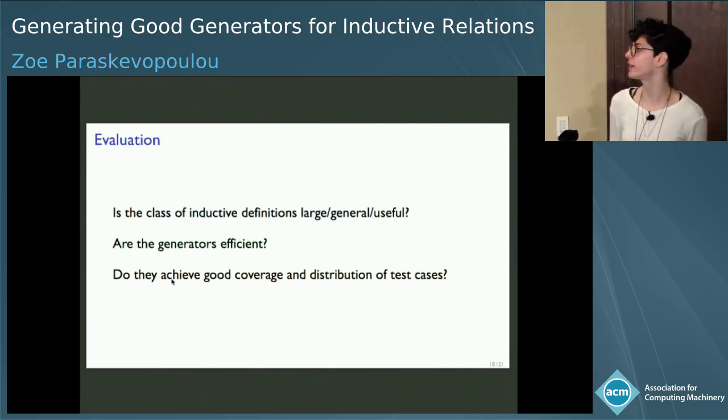We have evaluated our approach, and we tried to answer several questions, including: is the class of inductive definitions we're able to handle large, general, and useful enough? Are the generators we're automatically producing efficient? And do we achieve a good coverage and distribution of test cases?